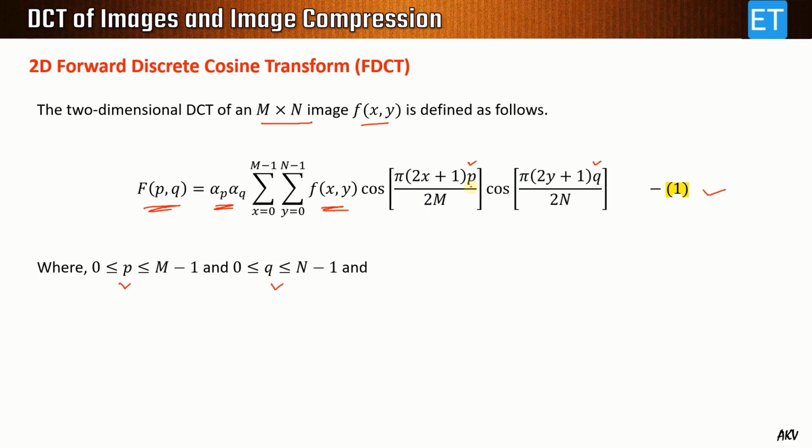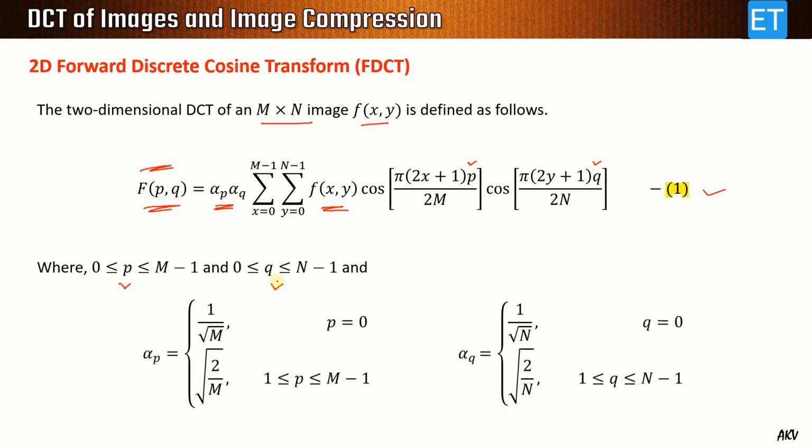And after that, we change the p and q. For example, p equal to 0 and q equal to 1. And then again varying x and y. So similarly, by covering all p and q values in this range, you can compute this F(p,q) matrix, which is carrying all the DCT coefficients.